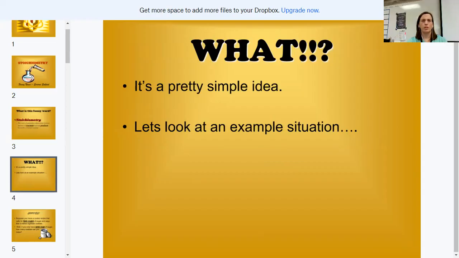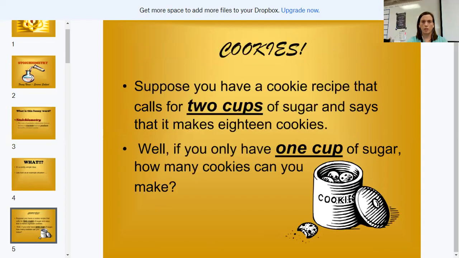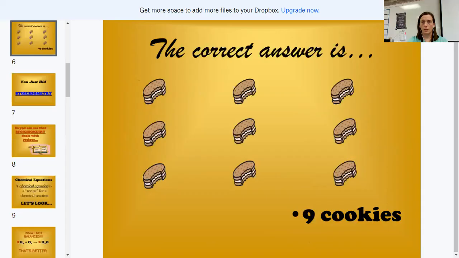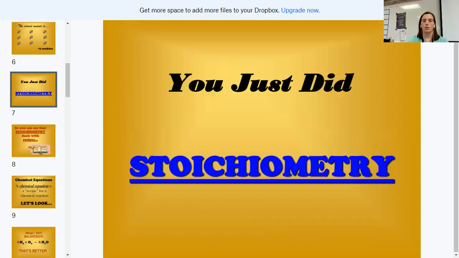So here's an explanation on that. Suppose that you have a cookie recipe that calls for 2 cups of sugar and it makes 18 cookies. But you only have 1 cup of sugar. So how many cookies can you make? 9. Yes, 2 cups of sugar makes 18 cookies, but you only have one, so you can only make 9 cookies. That's stoichiometry.